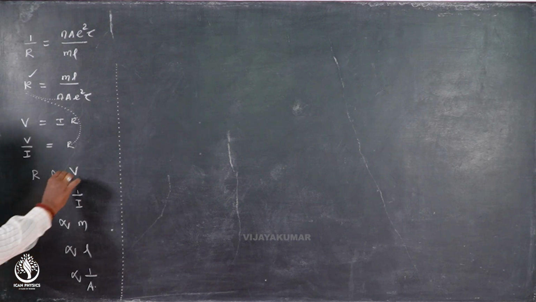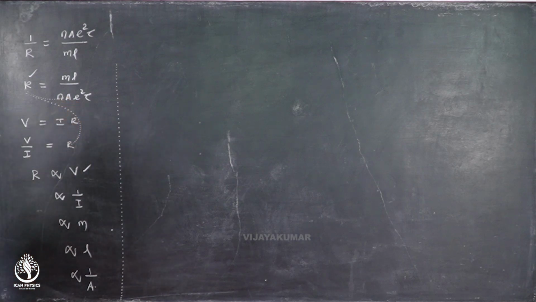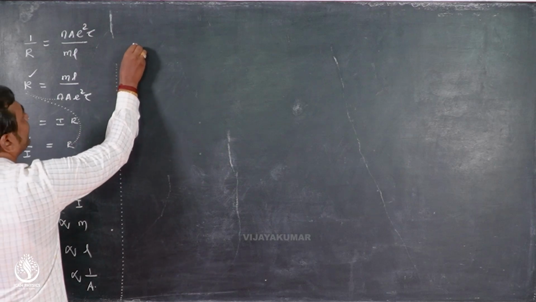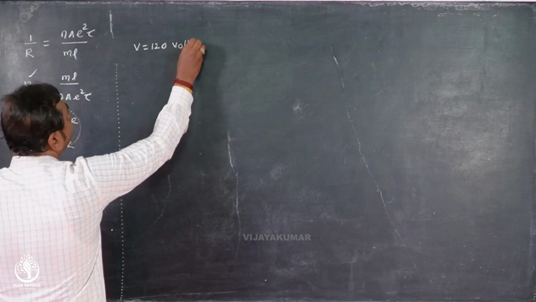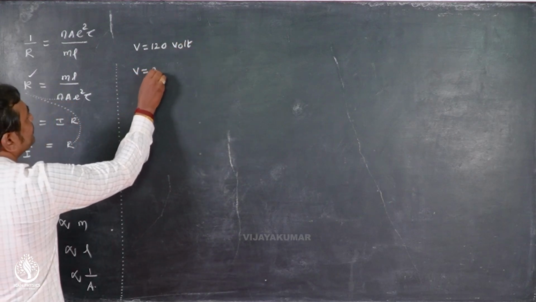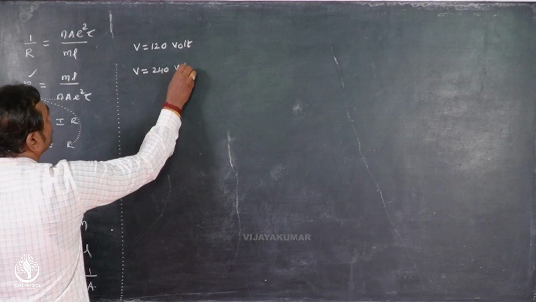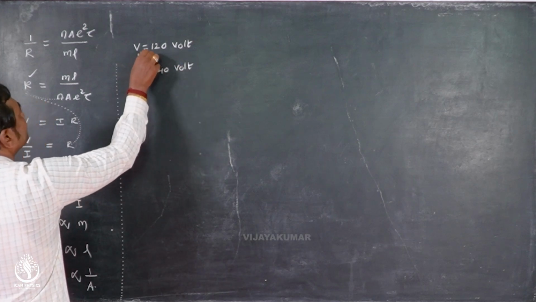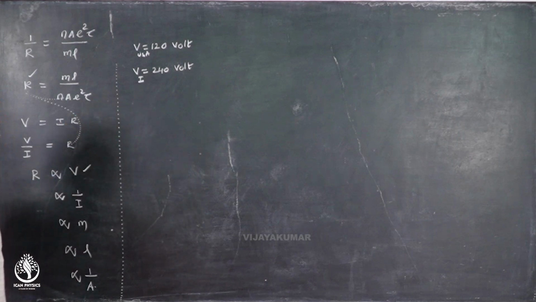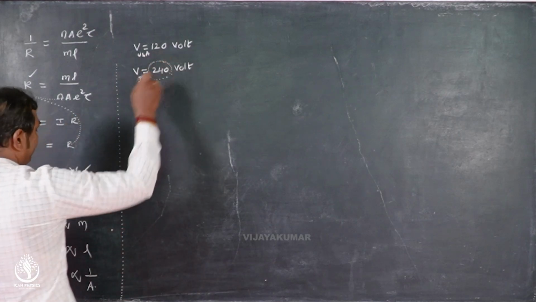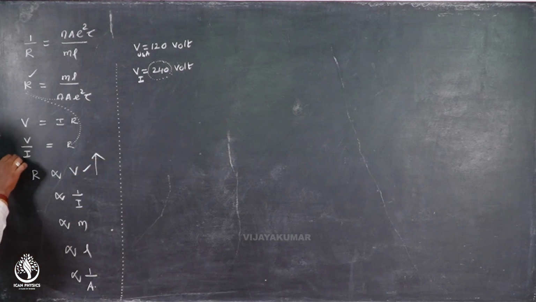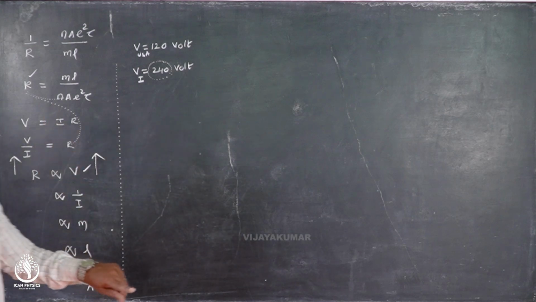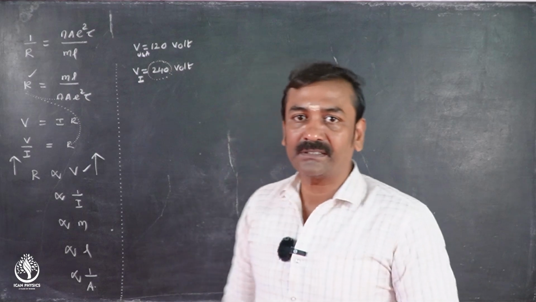Now, later we are going to discuss one problem. In America, they are giving a potential of 120 volt, but in India, the voltage is 240 volt for domestic purposes. It's in USA, it's in India. Here the voltage is high. So when the voltage is high, automatically the resistance is also high. Later, when we discuss the same problem, I will ask the same question.